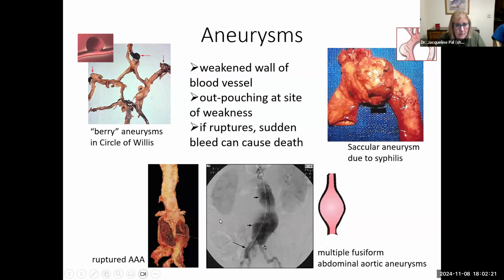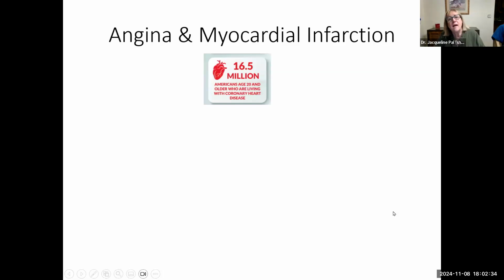And here is a picture of somebody who had a massive bleed. You can see the big, huge blood clot from the ruptured abdominal aortic aneurysm. That's what the AAA stands for. All right, so now let's talk about 2 things, angina and myocardial infarction. Those are the clinical terms. And I'm going to talk about these because there's 16.5 million Americans who are living with coronary heart disease.